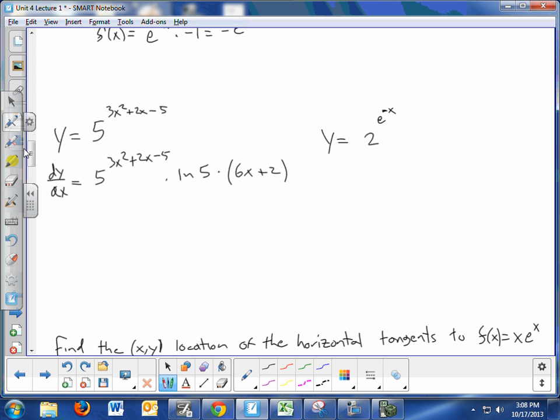Would you not go further than that? Why would you go further than the derivative of 3x squared plus 2x minus 5? You don't have to use the chain rule with that piece. Okay, and this guy, go ahead and try that guy out.